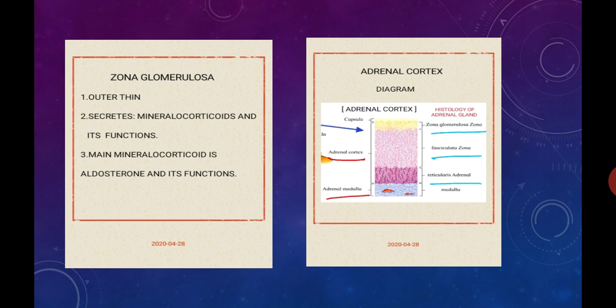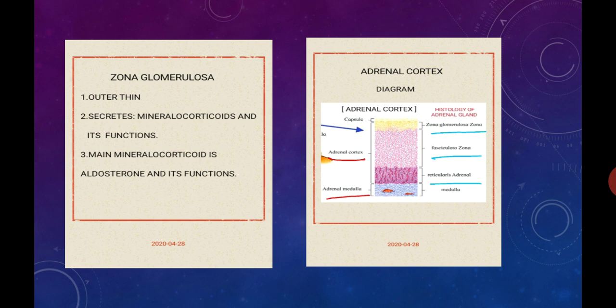Students, as I said, zona glomerulosa secretes hormones known as mineralocorticoids, out of which aldosterone is the main mineralocorticoid hormone. It is also called a salt retaining hormone, and it performs one function: it balances sodium and potassium levels. This is about the first region, which is called the zona glomerulosa.